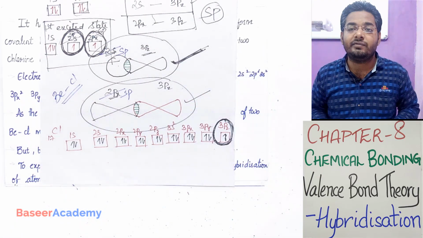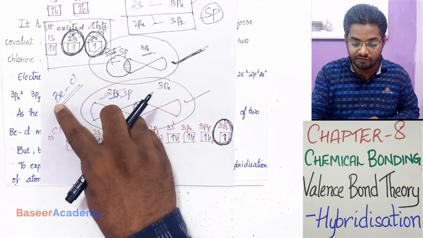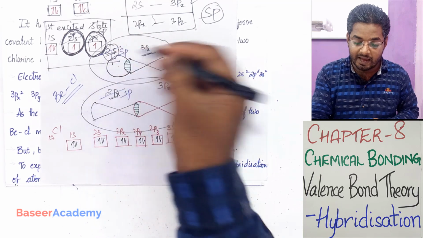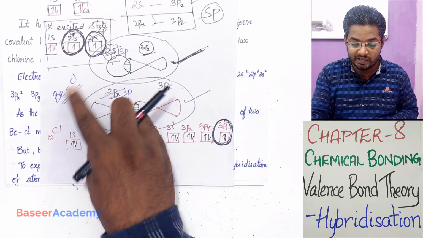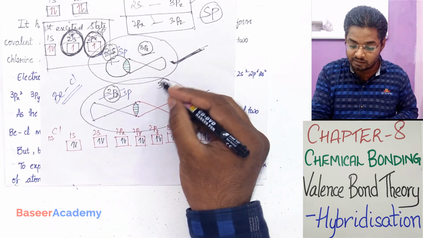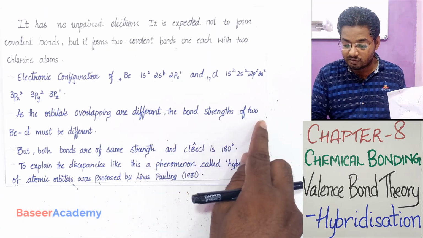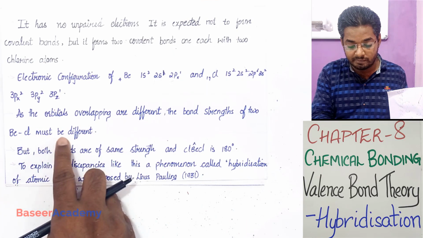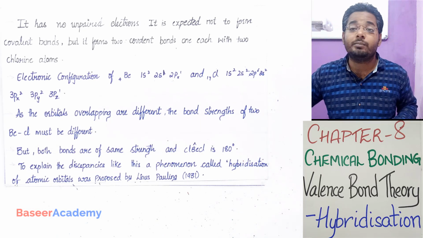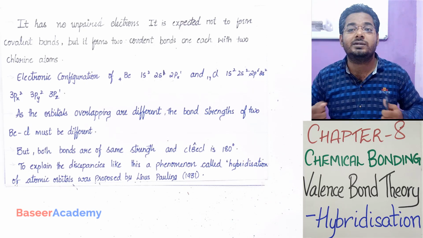Now, if you see very carefully, you get to see that the overlapping orbitals are different. During the formation of the first beryllium chloride bond, the overlapping orbitals are 2s and 3pz. During the second beryllium chloride bond formation, the overlapping orbitals are 2px and 3pz. Since the overlapping orbitals are different, the bond strengths of the two beryllium chloride bonds must be different. But it is practically proved that the two beryllium chloride bonds that beryllium forms have the same bond length and the same bond strength. How is it possible?